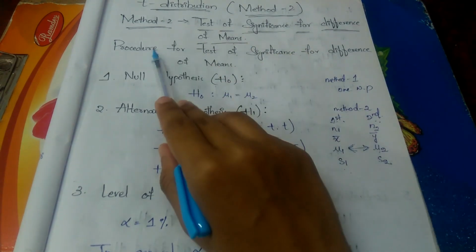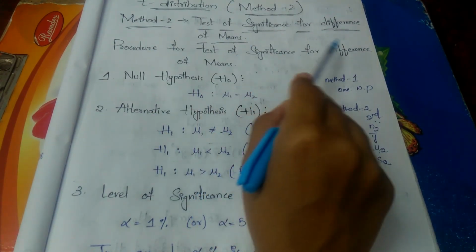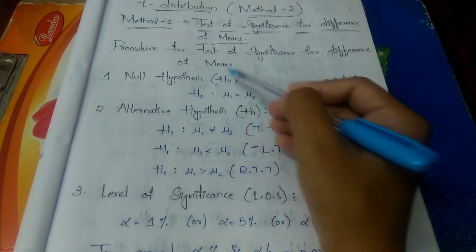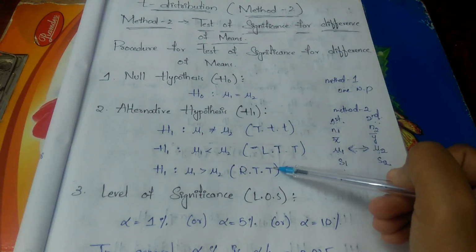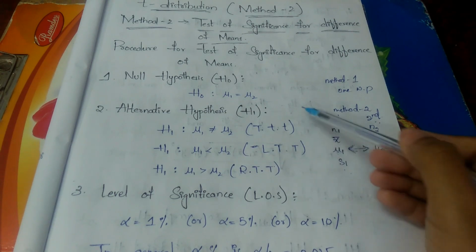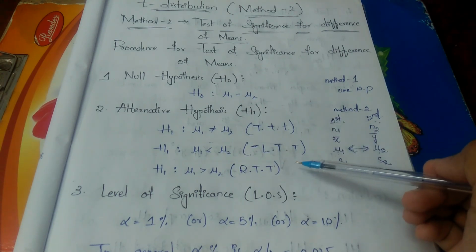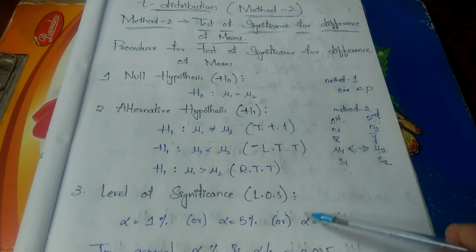Let's first see the procedure for the test of significance for differences of means. As in method 1, we have one procedure here also. This procedure is very important because in all the problems we will follow only this procedure.